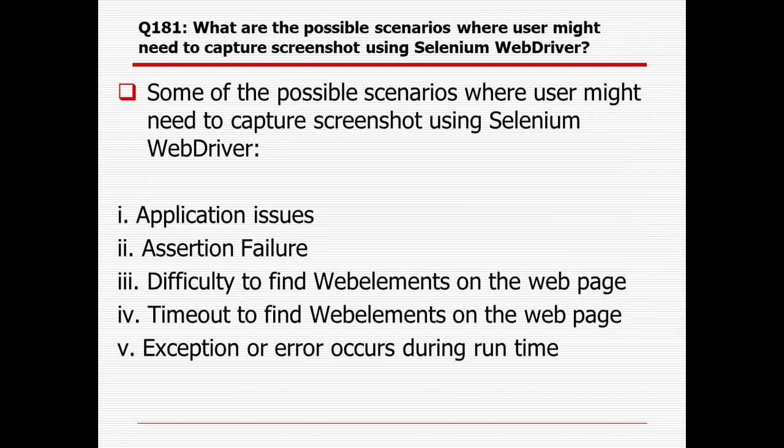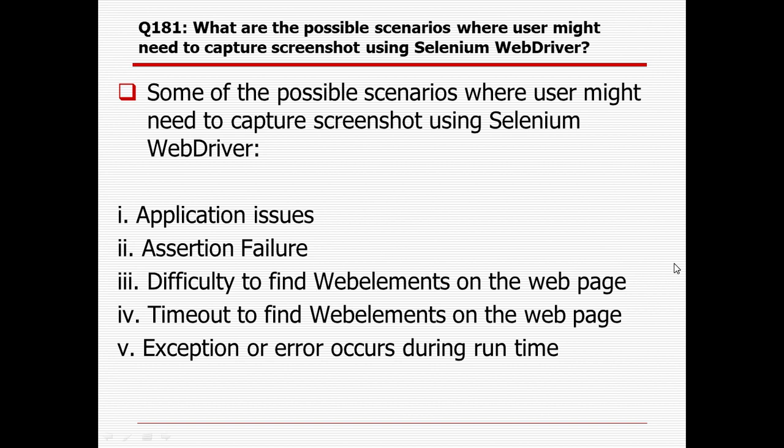What are the possible scenarios where a user might need to capture a screenshot using Selenium WebDriver? There are a lot of possible scenarios in real time. So I have jotted down a few important possible scenarios where a user might need to capture a screenshot with the help of Selenium WebDriver. One is application issues, where the application is not working properly. Assertion failure: suppose you are expecting something, but in actual something else is coming, so there is a deviation, and obviously some assertion is getting failed.